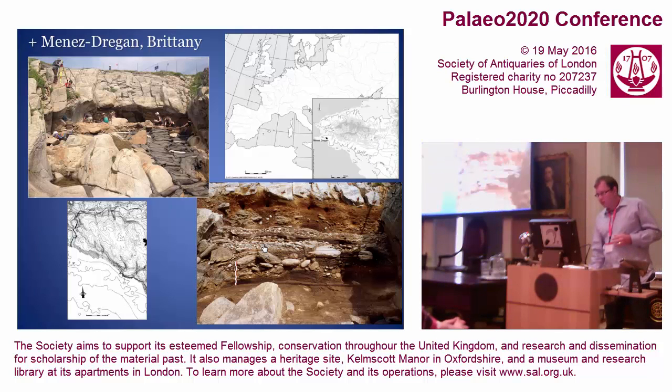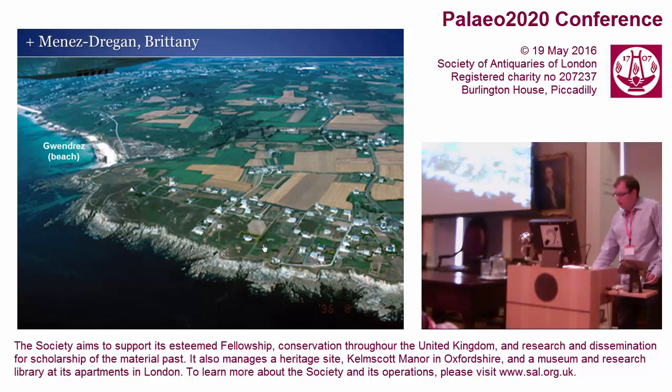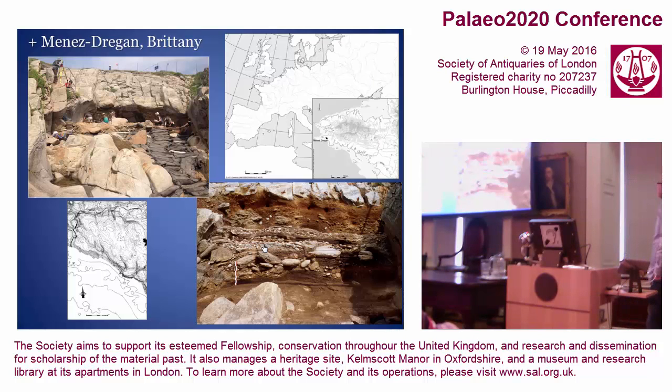And this brings us to the site that Annalise works on, Menez Dregan in Brittany. This is in many ways very much a parallel site to Lecotte. It's got a sequence of occupations that are earlier than Lecotte. The earliest occupations are stage 13. You've got repeated occupation of the site, and it's famous for having hearths, some of the earliest hearths in Europe. And like Lecotte, it's a coastal cave system. The difference between Menez Dregan and Lecotte is that it is under a constant process now of excavation and management.